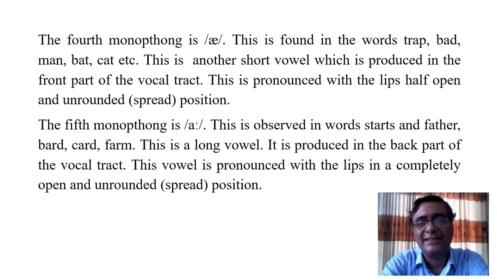Now let's go to the next monophthong. The fifth monophthong is ɑ. So you can easily notice that it's a long vowel. This is observed in words like starts, father, bad, long. In Bangla what we say, Sharia. So I said that you will not say Sharia, you will say o. So that is the right pronunciation. Bad, card, farm. So this is a long vowel. You know it already. It is produced in the back part of the vocal tract. So it's basically the sound originates in the back part.